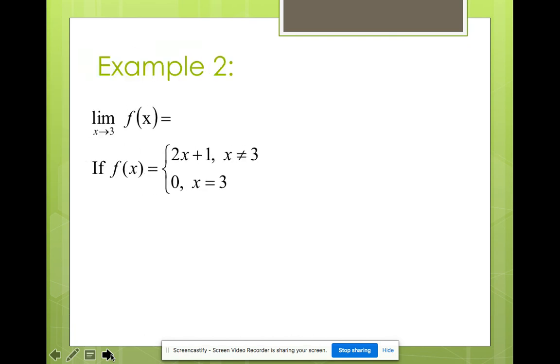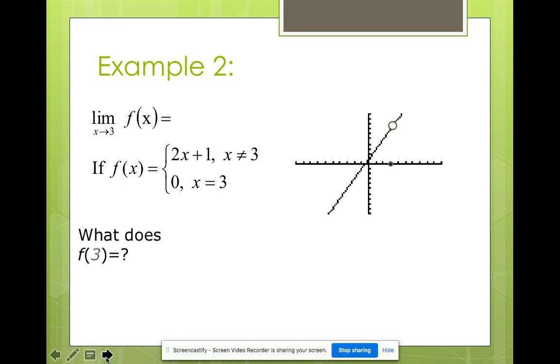So look at this function. This is a piecewise function that has a hole in it, right? The function behaves exactly like 2x plus 1, except at 3, right? At 3, the function value is 0. But this is why I said the value of the function at c doesn't matter, because f of 3 is 0, right? When x is 3, y is 0 by the definition of this function.